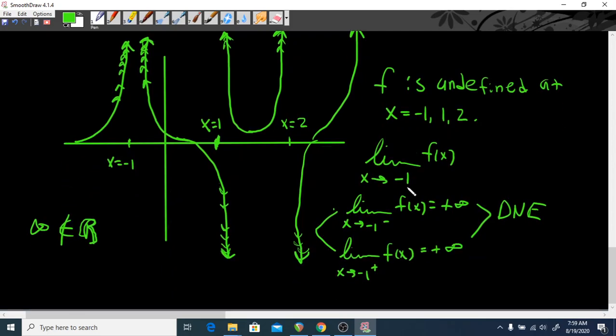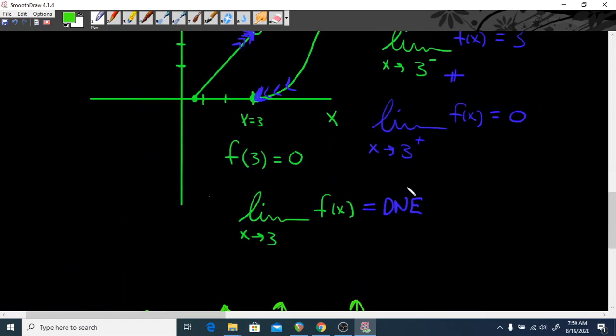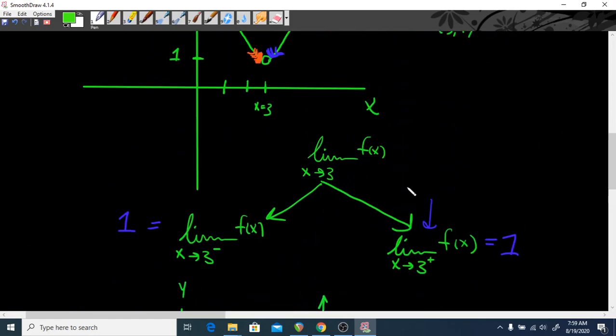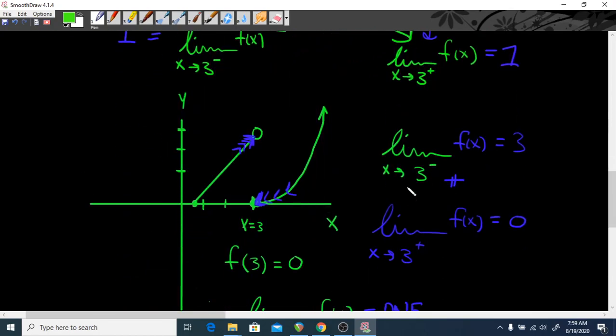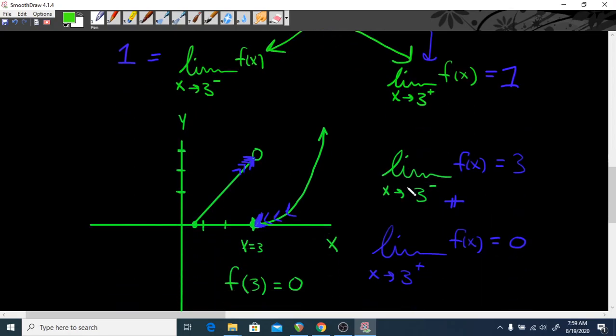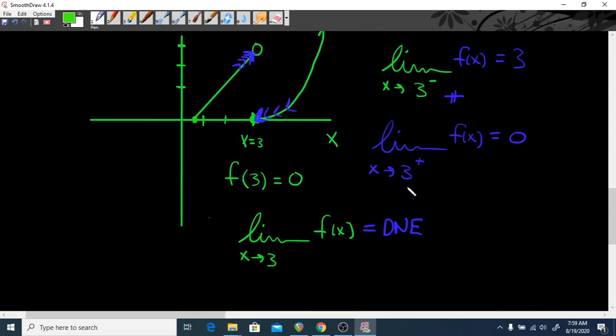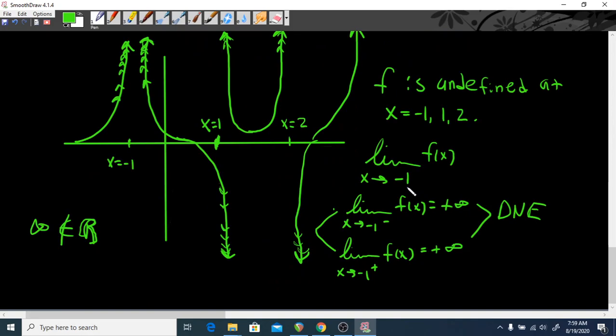Okay? So that basically covers it, right? We've seen a situation here where f is undefined, but the limit is perfectly defined. We have a situation here where f is perfectly defined, but the limit doesn't exist. And then we have these infinity situations where we still learn what the limit is.